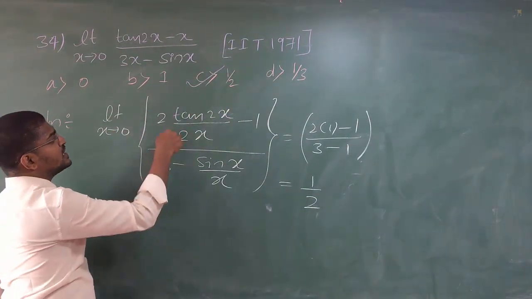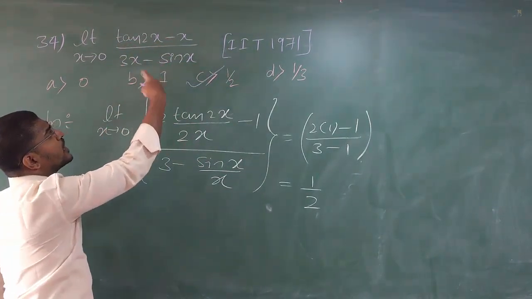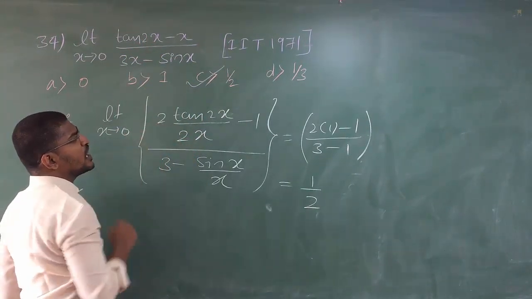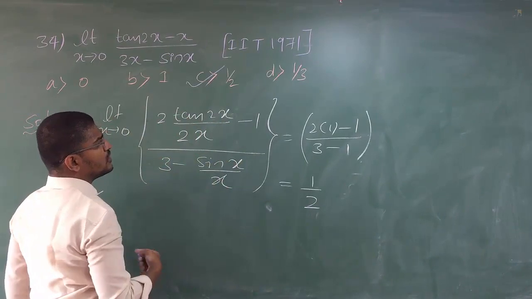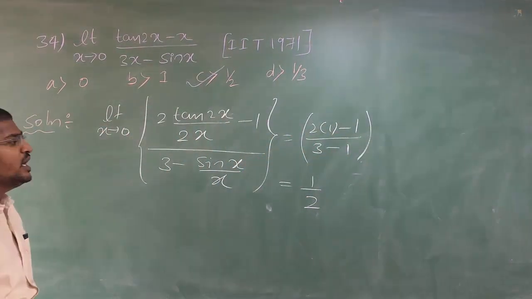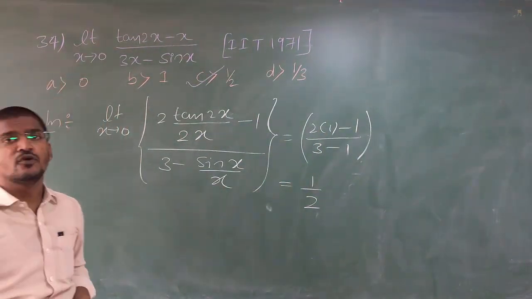Clear? While adjusting the term, be careful. Dividing numerator by x, denominator by x. After that, divide this term by 2, multiply by 2. So this term will be 1 and this term will be 1. Therefore, 2 into 1 minus 1 divided by 3 minus 1. The answer is going to be 1 by 2 for problem number 34.